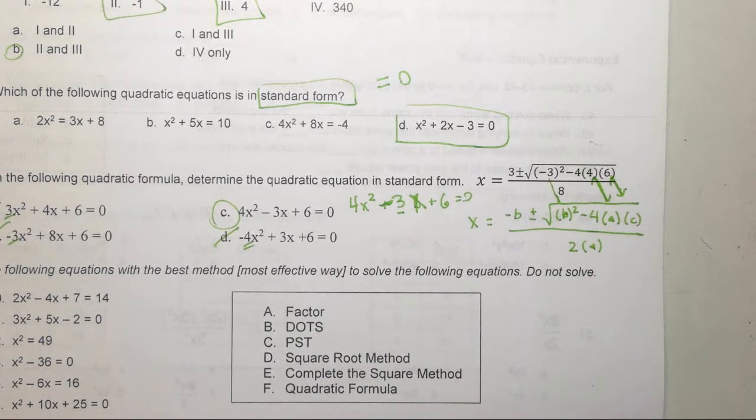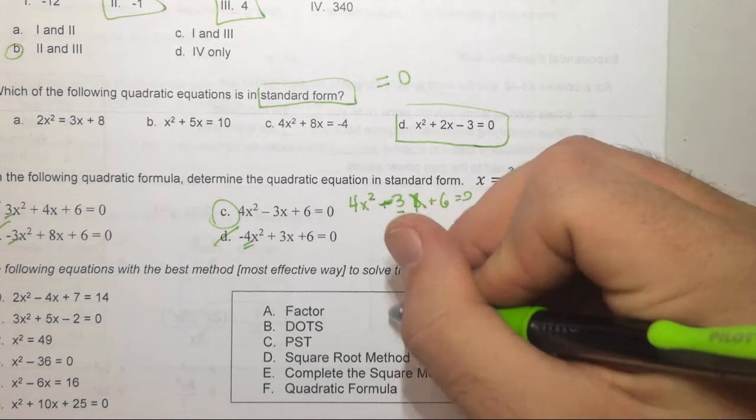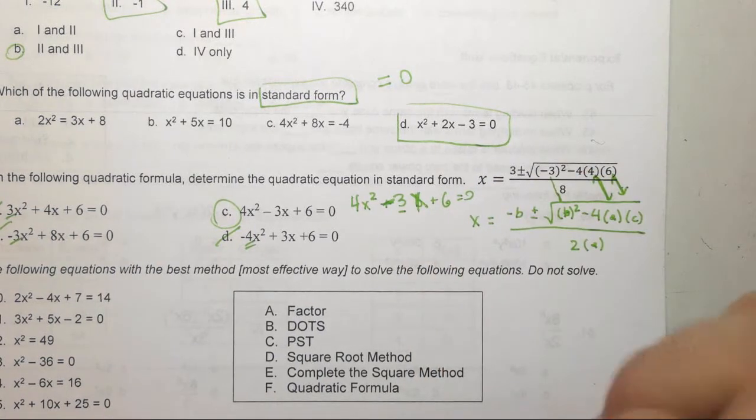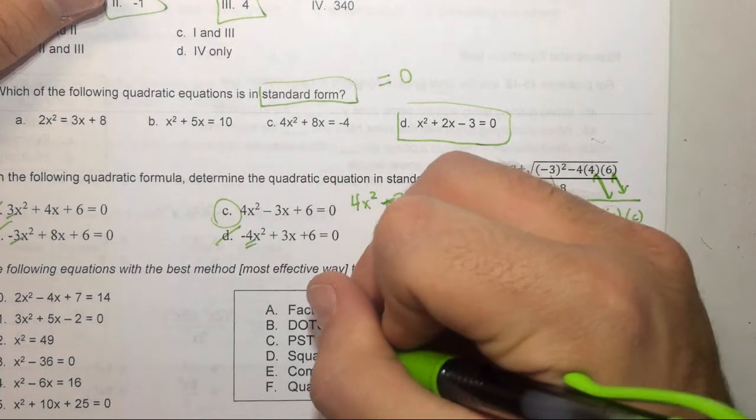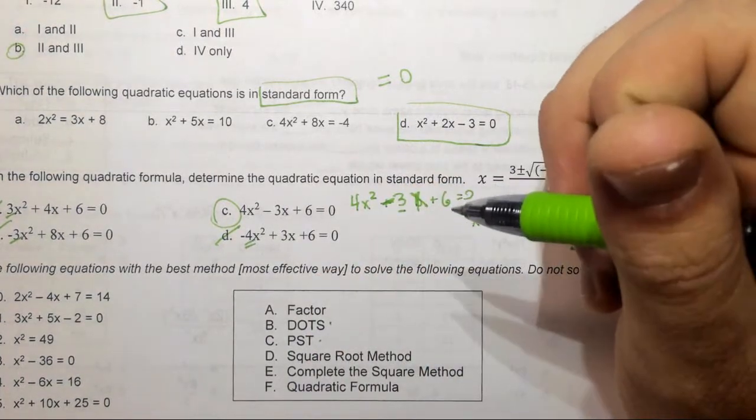Killing it. Number 30 through 35, I am matching. It's so easy. I am just matching. I want to find the best way to solve each problem. Alright, well, these are all my methods for solving quadratic equations. Let's use dots and PST first, because those are the ones we've already talked about.